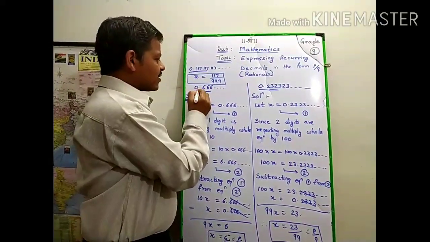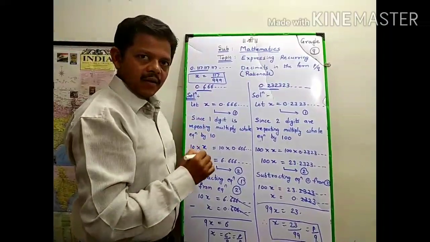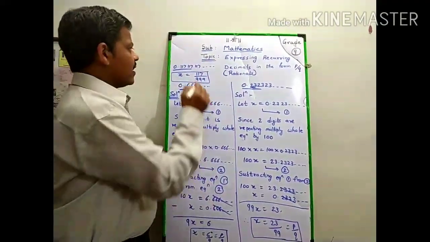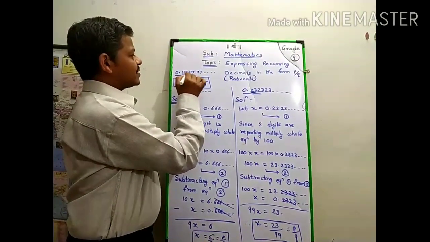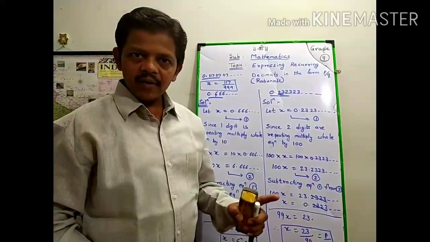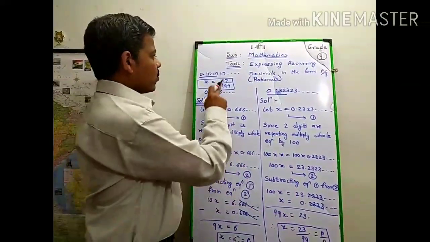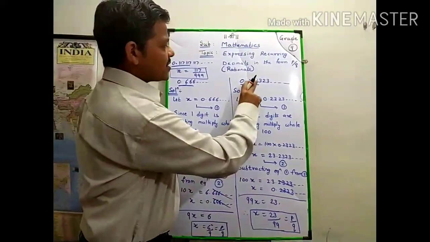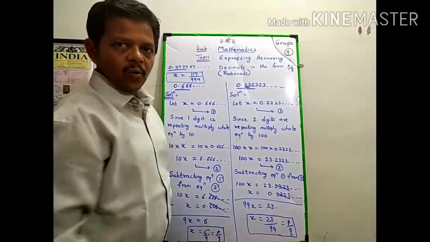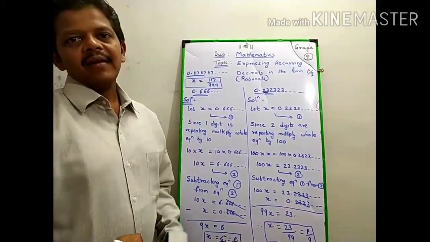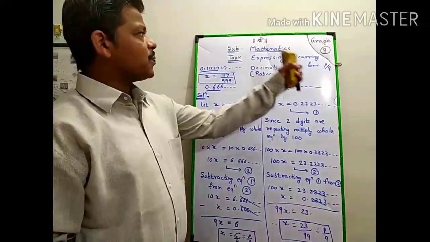Here immediately after the decimal point 6 is recurring. Immediately after the decimal point 23, 2 digits are repeating. Immediately after the decimal point 3 digits are repeating. This form is called the pure form of decimal numbers, and for pure form, 1 digit repeating, the digit divided by 1 9. 2 digits repeating, 2 digits divided by 2 9s. 3 digits repeating, 3 digits divided by 3 9s. So that's all about this pure form.